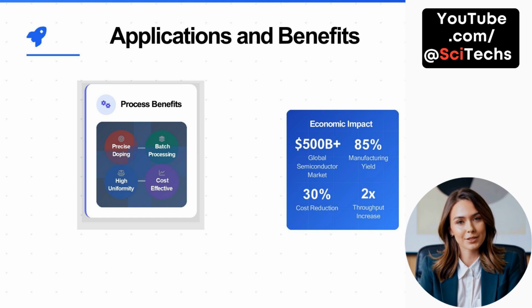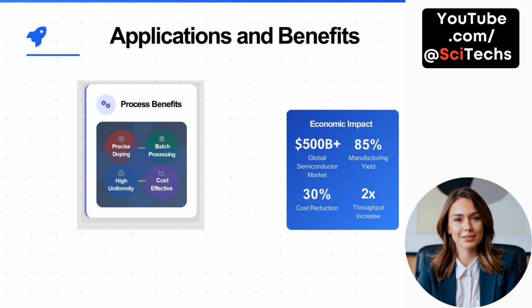The global semiconductor market has surpassed $500 billion, reflecting its pivotal role in modern economies. Advanced manufacturing technologies have pushed yield rates up to 85%, meaning fewer defects and higher returns. Cost reductions of up to 30% are now achievable, and throughput has doubled, showing a 2x increase. Together, these benefits enable faster production cycles and more competitive pricing in a demanding global market.